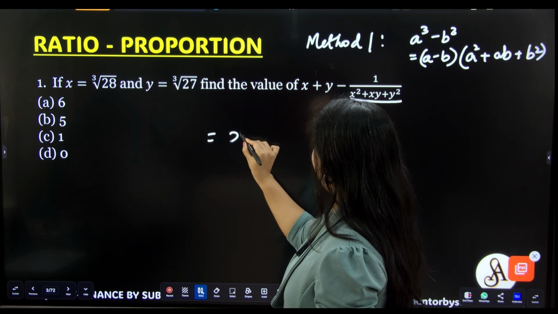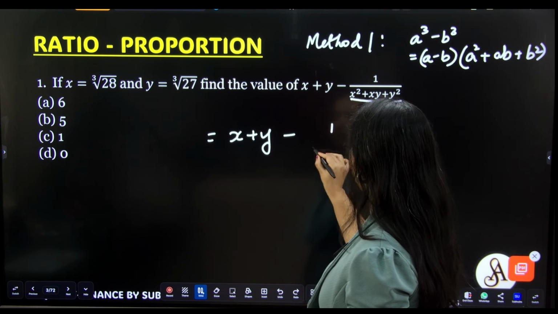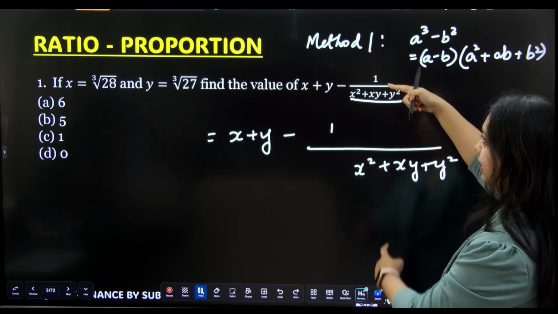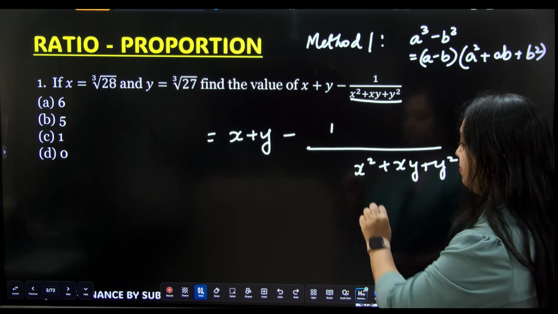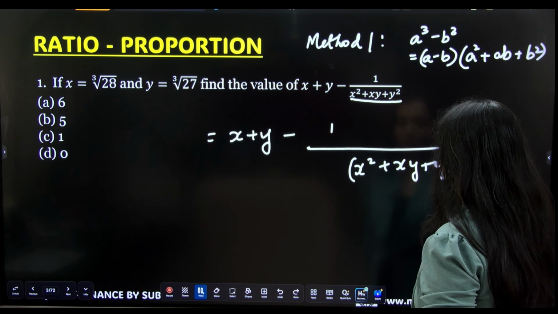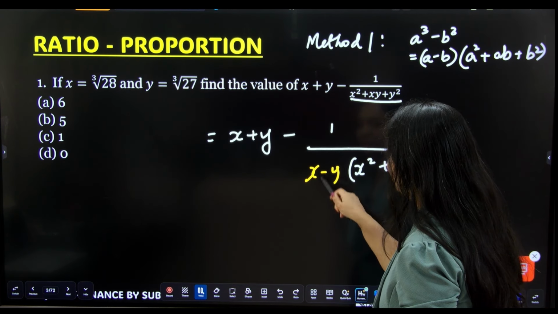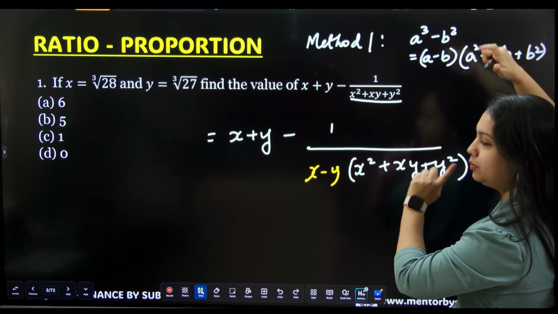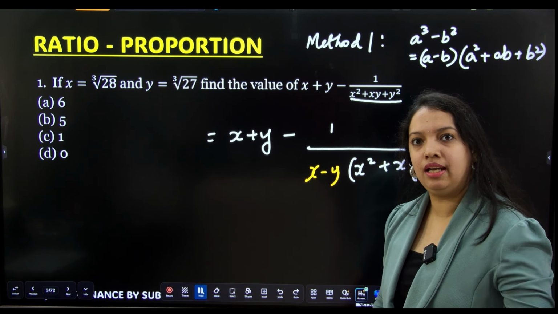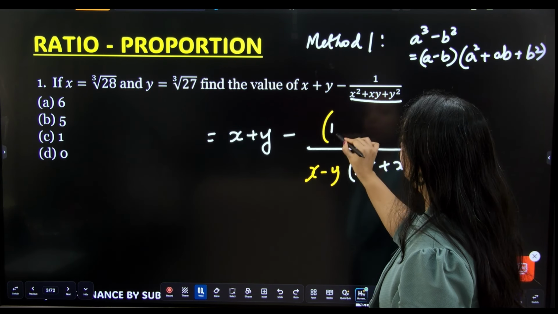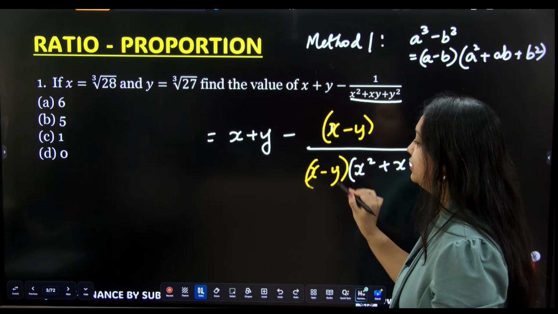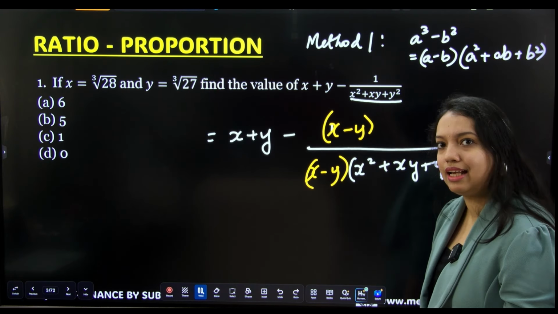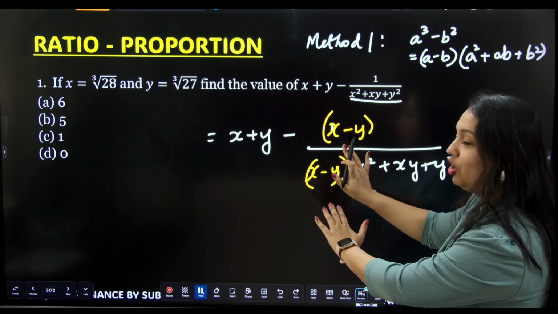So rewriting the question, x plus y minus 1 divided by x square plus xy plus y square. All I did was write the same question. In the denominator, if I can somehow get x minus y, this is the same as this formula. I can convert it as a cube minus b cube. To get this x minus y, if I multiply and divide both numerator and denominator with x minus y, my question remains intact because ultimately this and this get cancelled out. So the question is the same as what I have written.